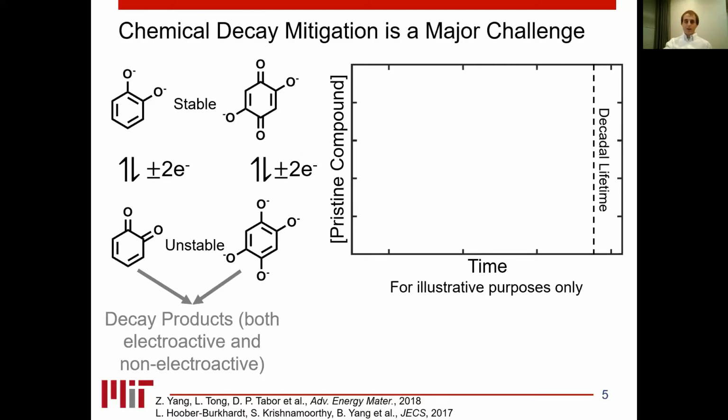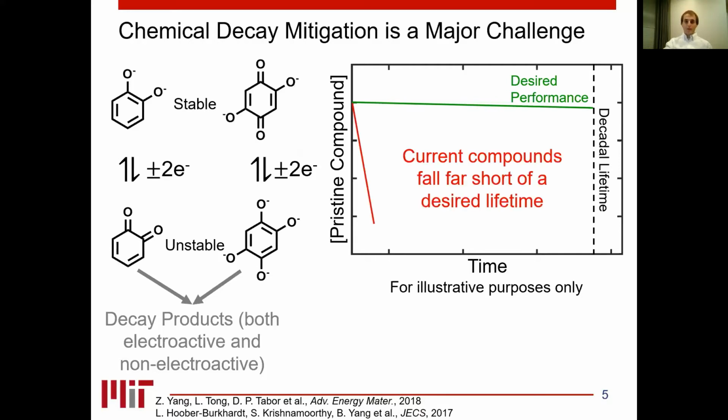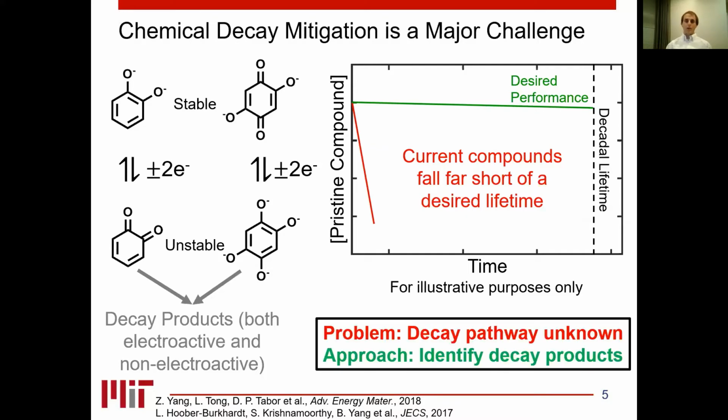Ideally, these electroactive organics would be stable on the order of decades. However, this is typically not the case, and it is important to note that this graph is not necessarily drawn to scale. Now, further targeted functionalization could improve the lifetime of these organics if the decomposition pathway is known, but more often than not, the decomposition pathway is originally not known.